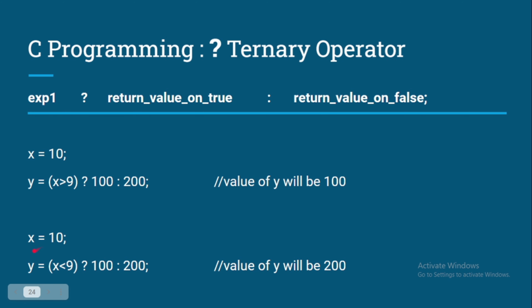Or in another case, if we have x is equal to 10 and y is equal to x less than 9 question mark 100 colon 200. So here the condition is false, right? 10 is not less than 9. So what will happen? Now this is our false portion. So 200 will be assigned to y. So that is our ternary operator, and we will also do this thing in our practical. Alright, so we will open our Turbo C.